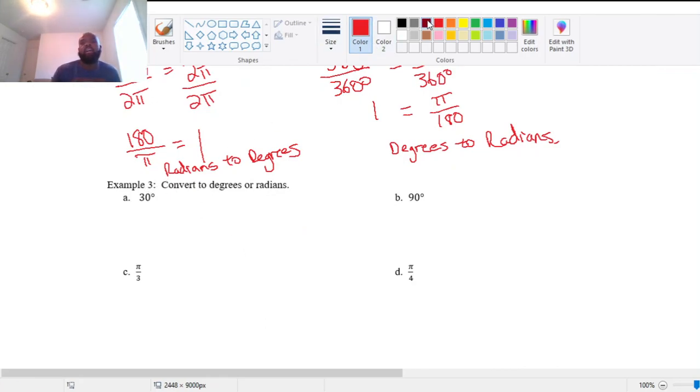All right, we're going to look at this example here. For instance, let's go to part B. We have a 90-degree angle, right? We want to convert degrees to radians or radians to degrees, which is exactly what it's asking. So I guess I didn't need to write all of that. But if I want to convert 90 degrees to radians, then I want to go from degrees to radians. So I multiply by pi divided by 180, right?